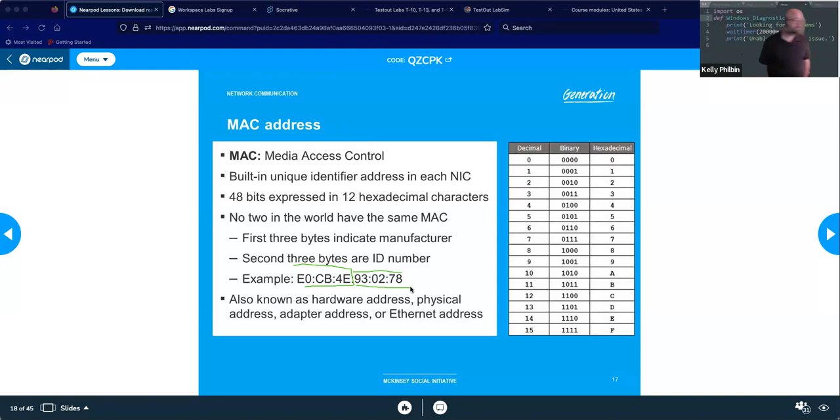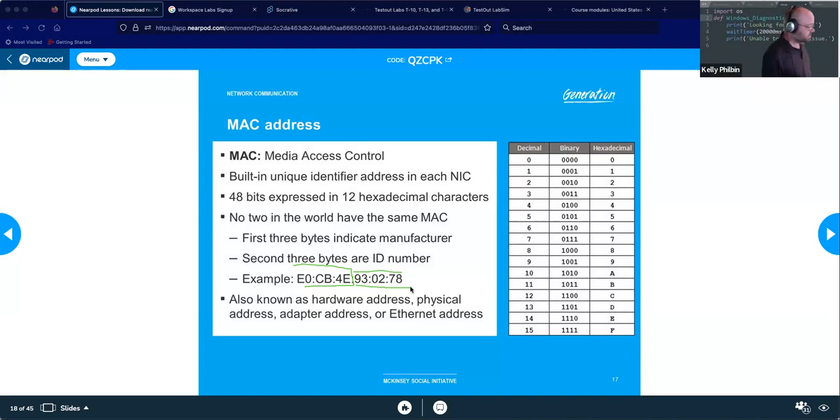This is also known as your hardware address, physical address, adapter address, or Ethernet address. So all of those are synonyms essentially for the same thing. On Wi-Fi networks and other networks, you can use something called MAC filtering to determine whether or not a computer can communicate on your network.